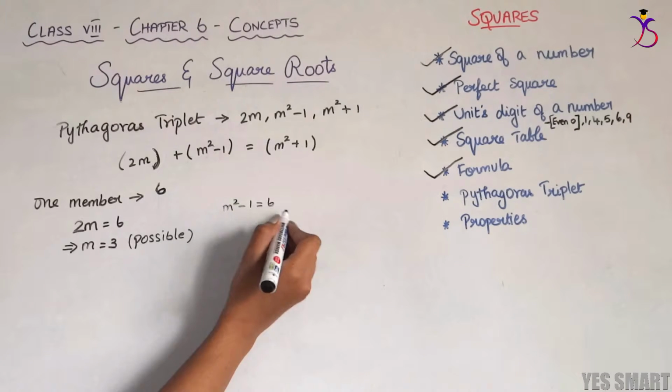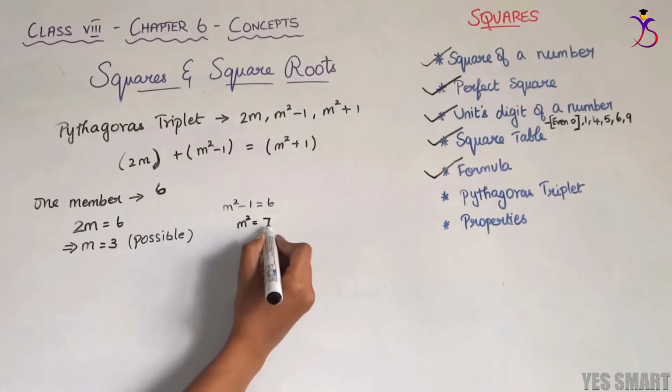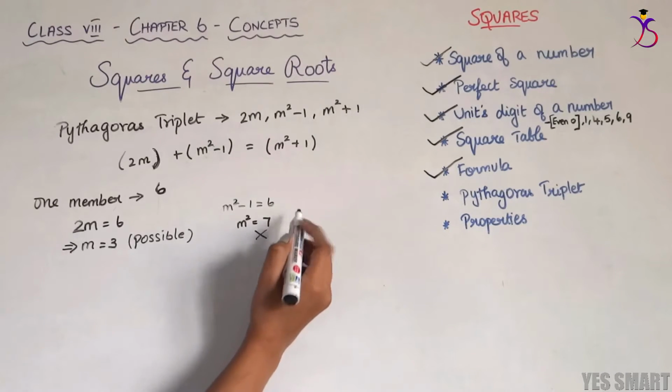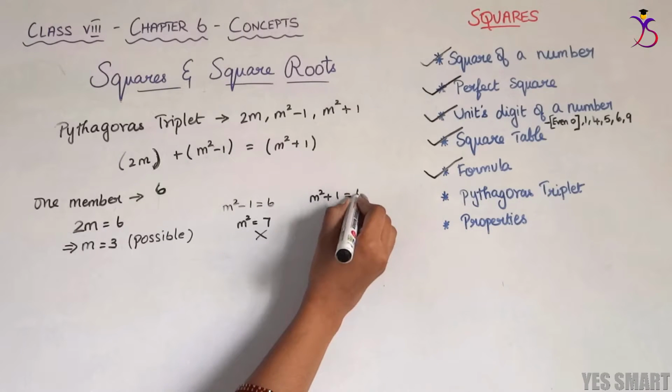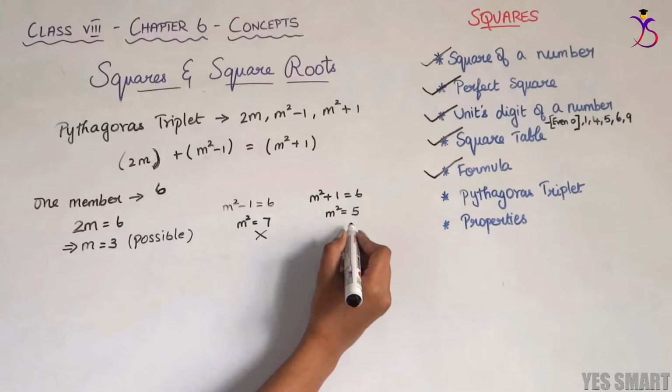Now if I try this 6 with the other forms, let m square minus 1 equal to 6. When this minus 1 comes this side, it becomes plus 1, therefore m square equal to 7. 7 is not a perfect square number, therefore this is not possible. The same way for m square plus 1, I'm equating it with 6. When this plus 1 comes this side, it becomes minus, therefore m square equal to 5. 5 is also not a perfect square number, therefore this is also not possible.